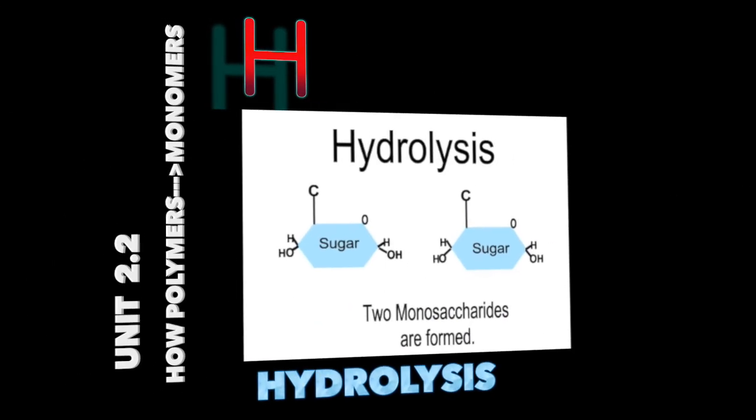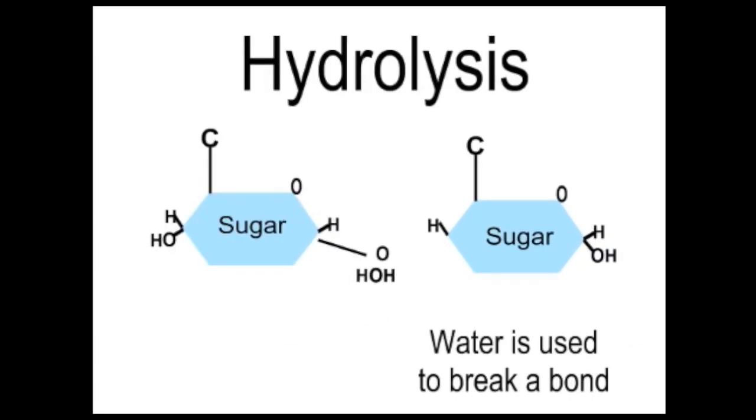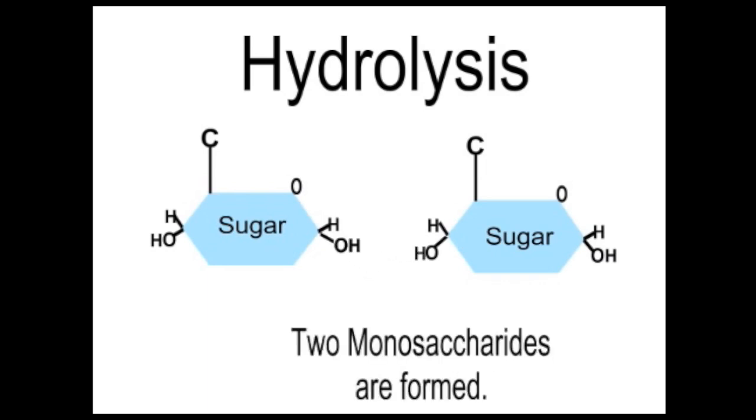The process by which polymers become monomers is called hydrolysis. Hydrolysis is when water is added to a polymer, and the bonds between the monomers are broken down because of the water, and a chemical breakdown of the polymer occurs due to its reaction with water.